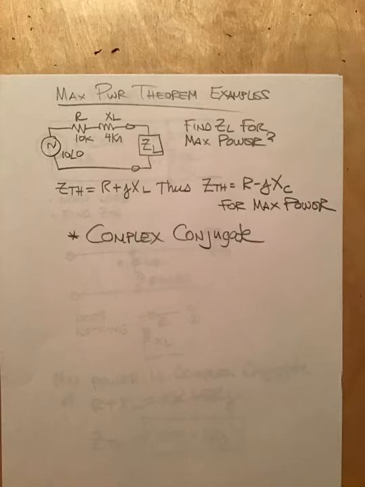Now, let's take a look at a few working problems, shall we? Here's a simple series circuit with a load plugged in, and it wants to know what value should this be? It doesn't want to know what the actual value of the capacitor is. Unless you're given F, you can't do that. But it wants to know, I've got 10 plus 4K. How do I get maximum power out there?